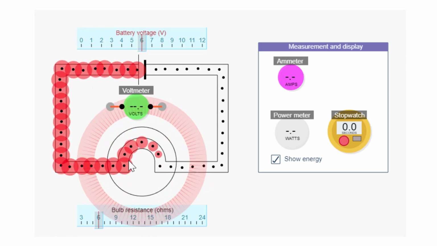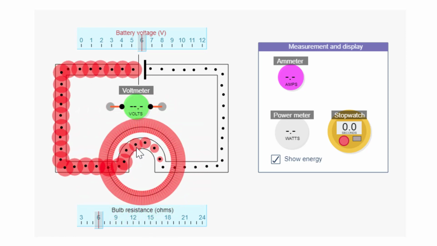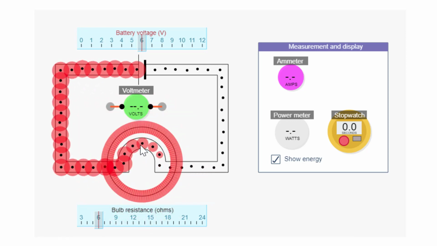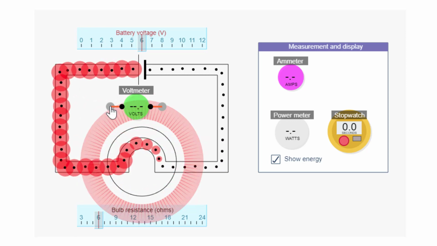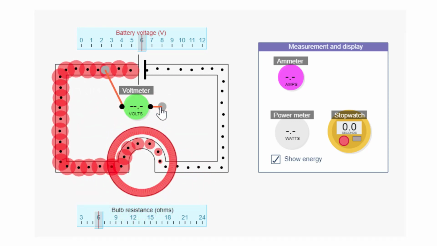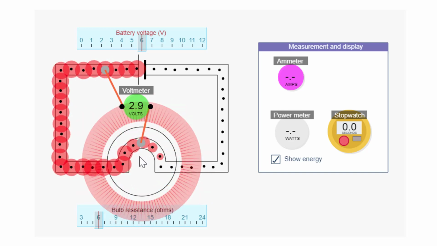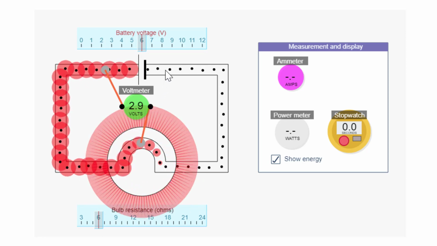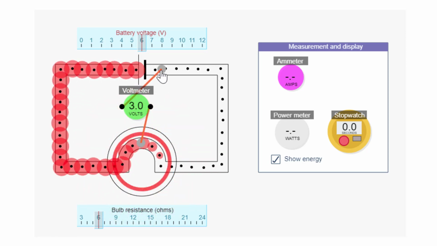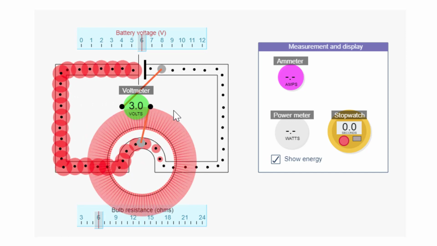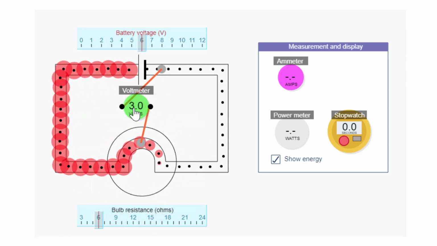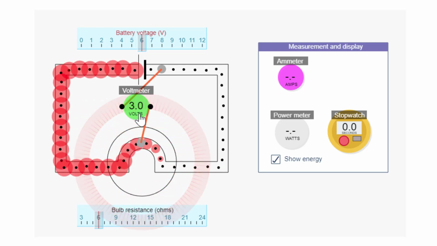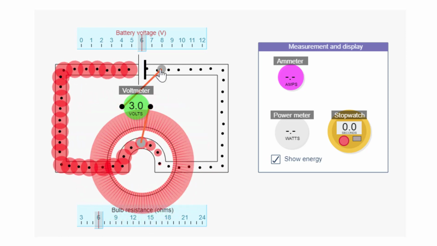In our simulations, we can measure the potential at different points in the bulb filament, but obviously we can't do this in real life very easily. So for example, we could measure the PD between this point and this middle point in the bulb. There we go, about 3 volts. We could measure the PD between this point and that point in the bulb. There we go, 3 volts. You just need to bear in mind these readings do have rounding errors, so you would have expected that to be 3 and 3.